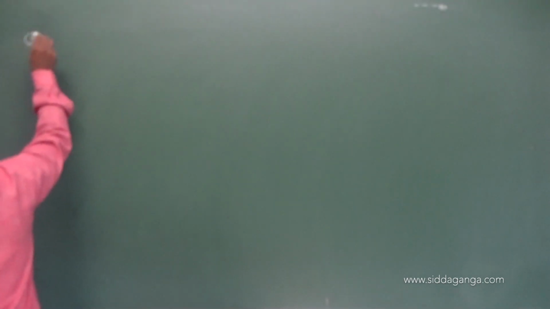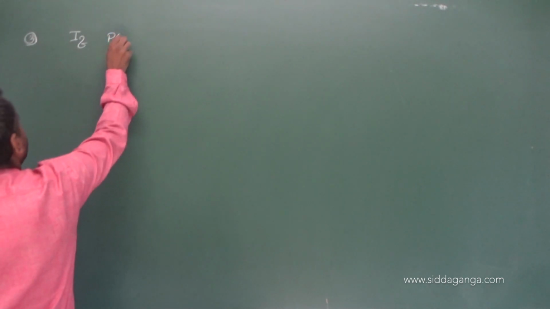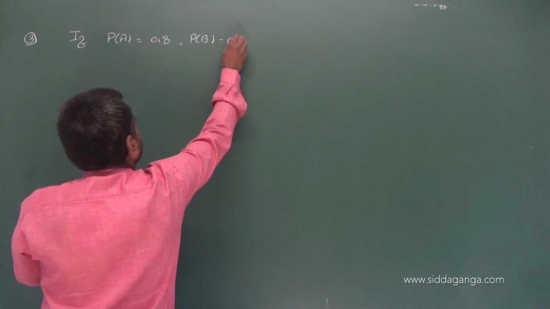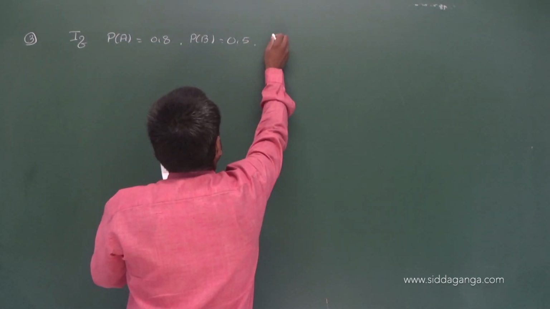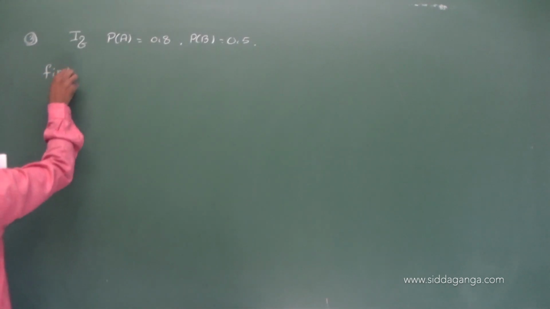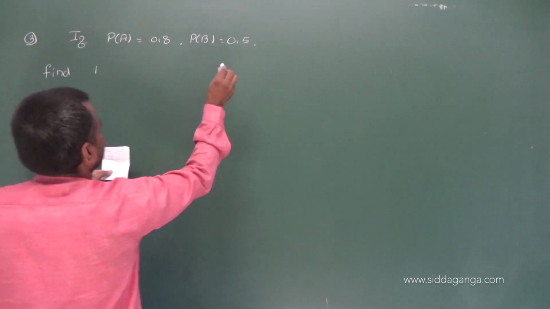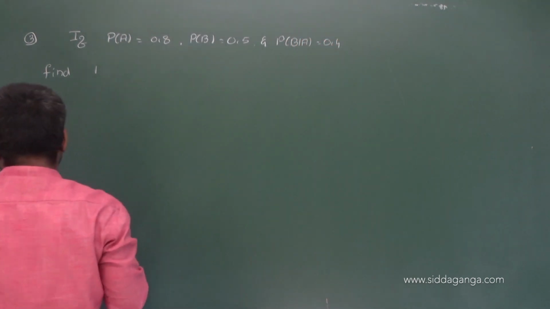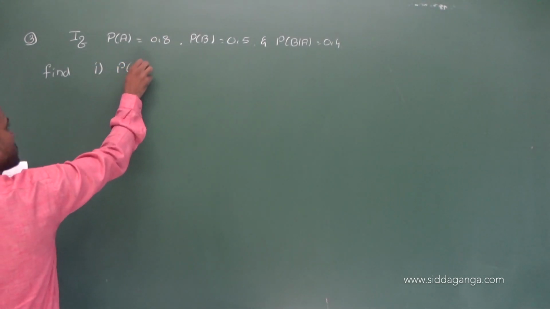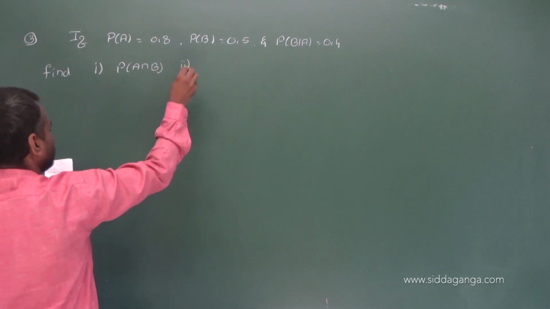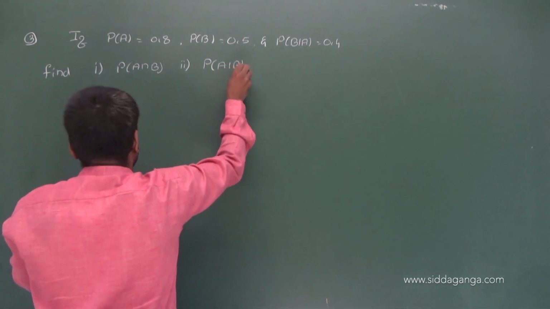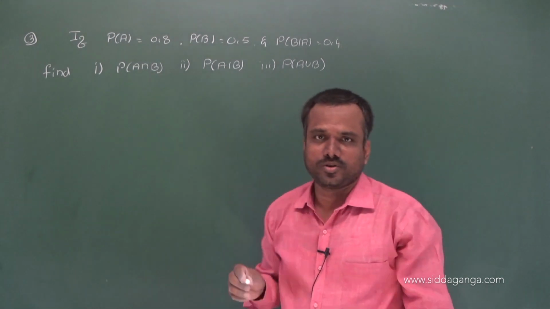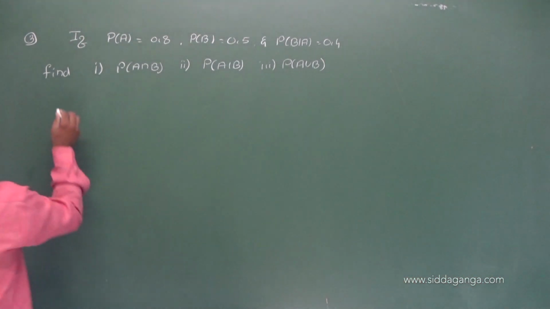Third question. If P of A is 0.8, P of B is 0.5, and P of B given A is 0.4, find: first, P of A intersection B; second, P of A given B; third, P of A union B. One by one, we will see. Very simple problem solution.